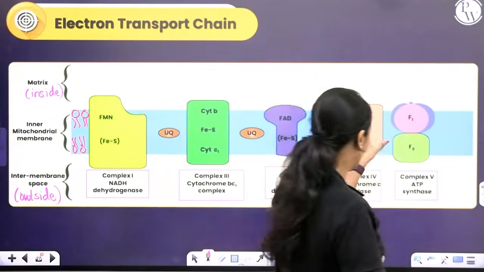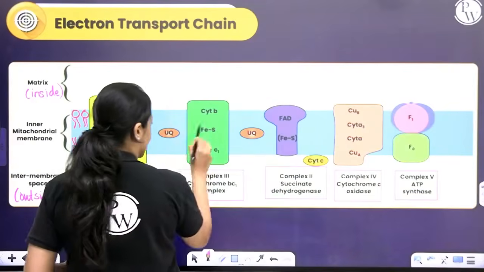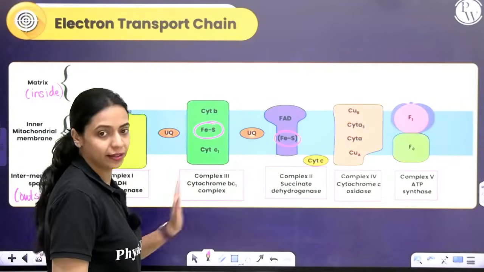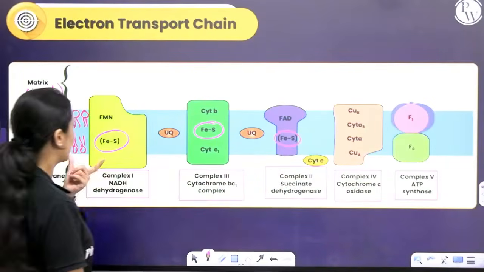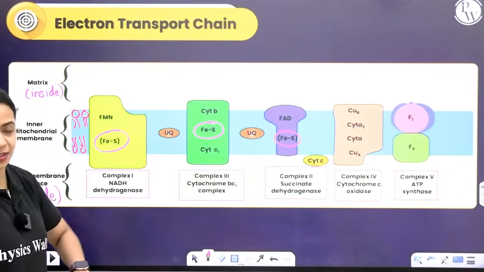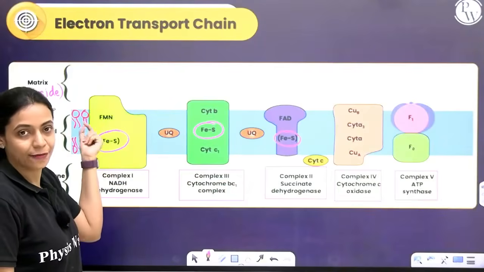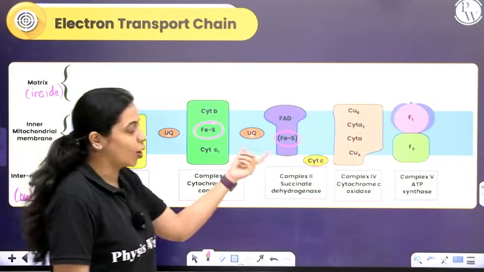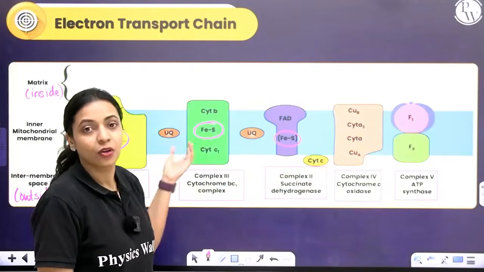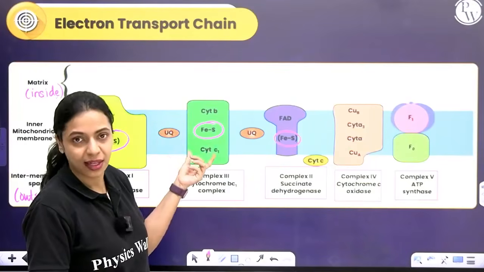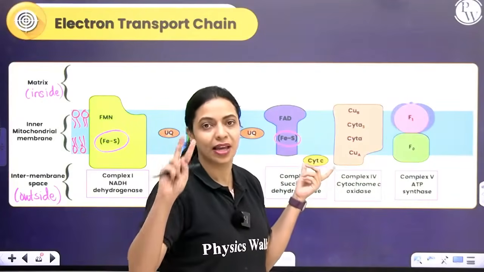I've also mentioned what are the different components present in each complex. Notice how FeS is present in all the three, 1, 2 and 3. It's not in sequence, it's not 1, 2, 3, 4, 5, it's 1, 3, 2, 4, 5. Notice how 1, 2 and 3, all of them have iron sulfur protein. Complex 1 NADH dehydrogenase in addition to iron sulfur protein contains FMN, flavin mononucleotide. Complex 2 in addition to FeS contains flavin adenine dinucleotide. Complex 3 in addition to FeS contains cytochrome b, cytochrome c1. Complex 4 contains 2 cytochromes and 2 copper centers.